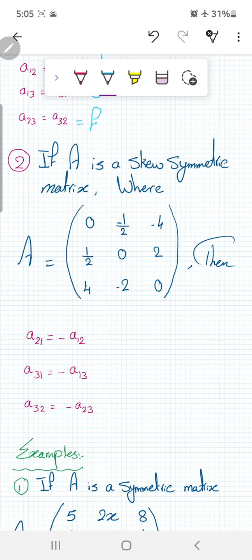And if the matrix is a skew matrix, don't forget to write negative. So here we have the main diagonal. A21 equals negative A12, A31 is negative A13, A32 is negative A23.